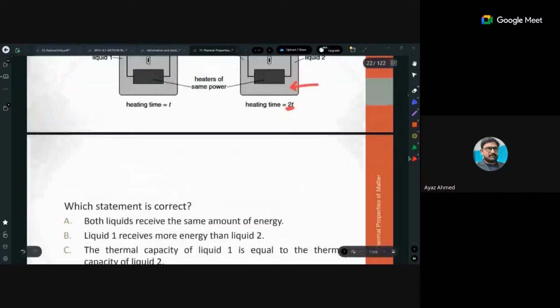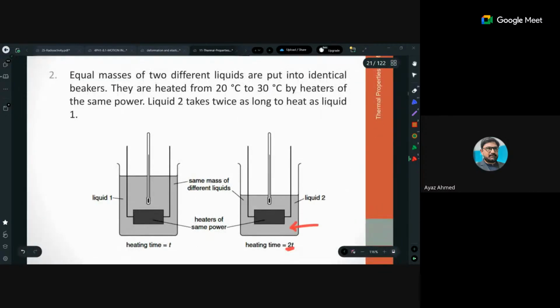Yes, just get the information back. Two equal masses of two different liquids are put in identical beakers. They are heated by a heater of the same power. The power of the heater is the same.